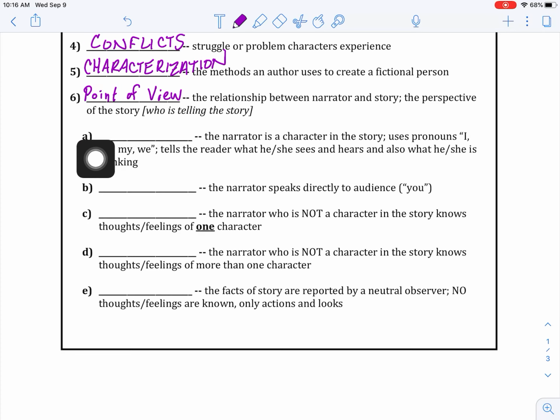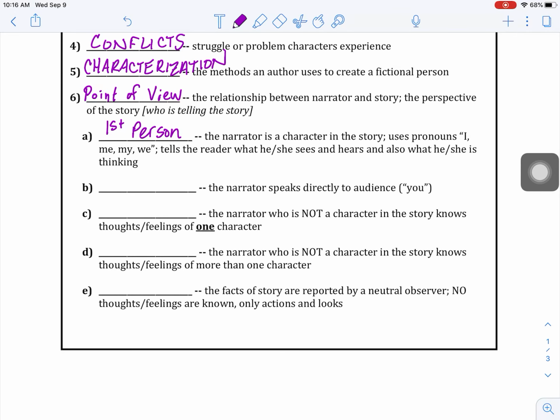Letter A is the most basic. The narrator is a character in your story. And we know it is this point of view because it uses things like I and me and my. This point of view tells the reader what that character sees and hears and thinks and feels. And this is first person point of view. We get the story through that one person involved in it.